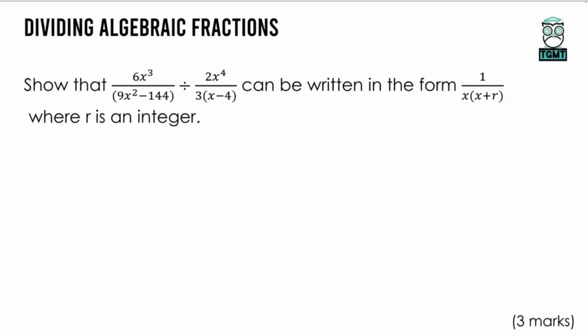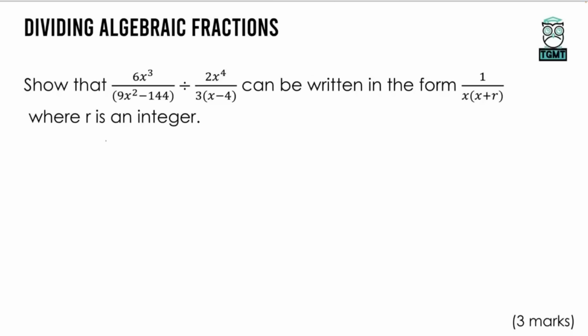Okay, so on to some algebraic fractions. Now in this one we are dividing algebraic fractions. When we are dividing algebraic fractions, we just need to multiply by the reciprocal. So keeping the first one as it is, flipping the second one over, we're going to times them instead. It does say it can be written in a particular form, so we need to be aware of that and just be really careful as we go. But let's have a look at the first fraction.